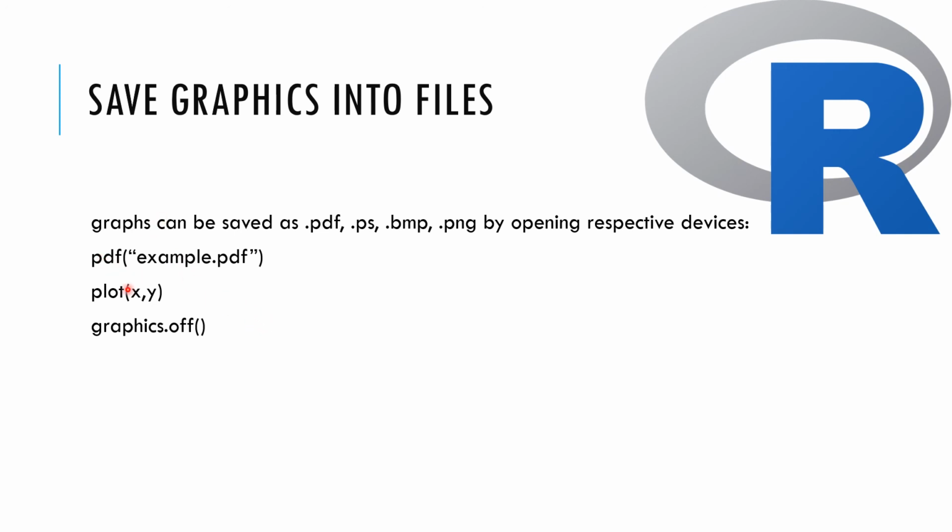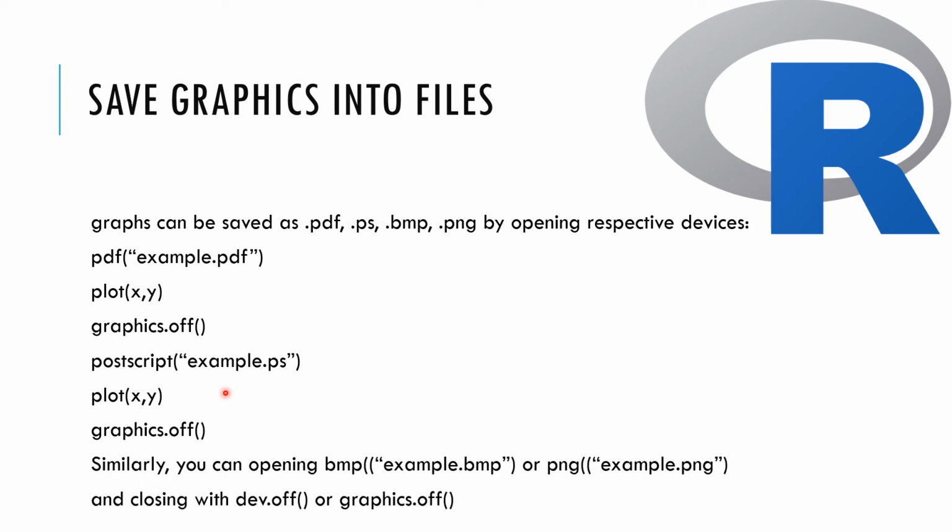If you want to provide a path, you can provide a path to save in a different directory. The same goes with PostScript, the same method we follow. Similarly, if you want to save as .bmp or .png, you can use the bmp function or the png function. And to close the device, you can use either graphics.off or dev.off. Both work fine in this case.